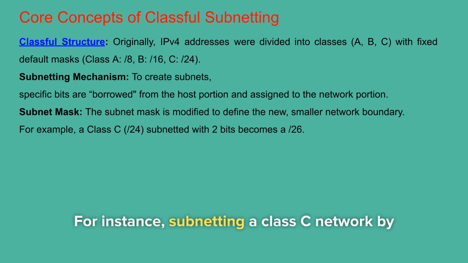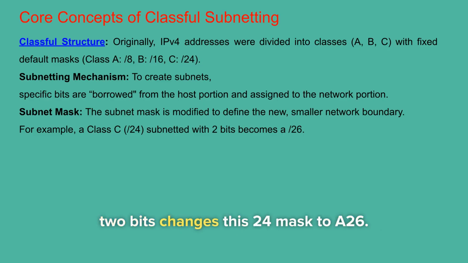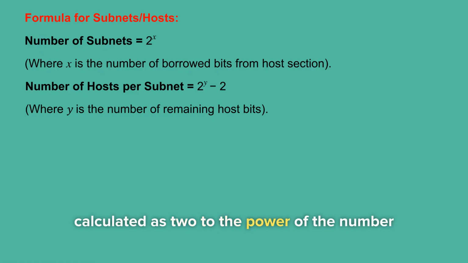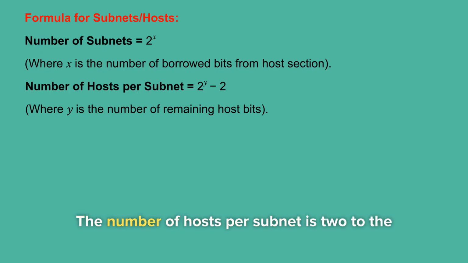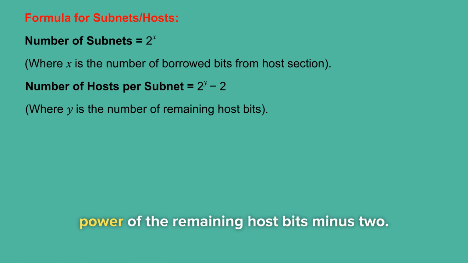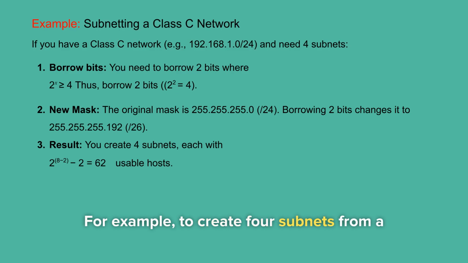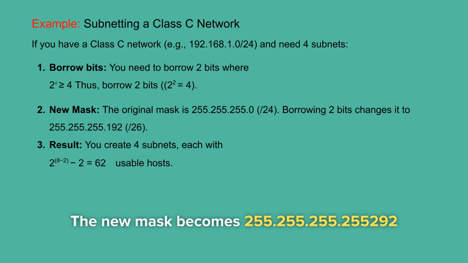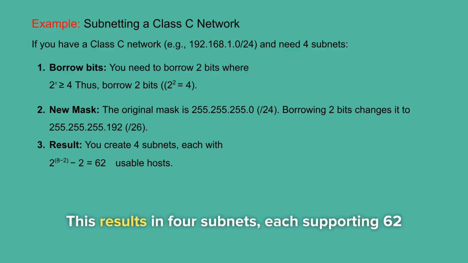For instance, subnetting a Class C network by 2 bits changes the /24 mask to /26. The number of subnets created can be calculated as 2 to the power of the number of borrowed bits. The number of hosts per subnet is 2 to the power of the remaining host bits, minus 2. For example, to create 4 subnets from a Class C network, we borrow 2 bits. The new mask becomes 255.255.255.192 or /26. This results in 4 subnets, each supporting 62 usable hosts.